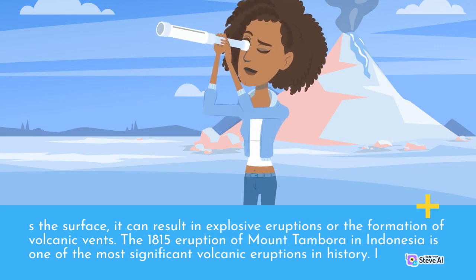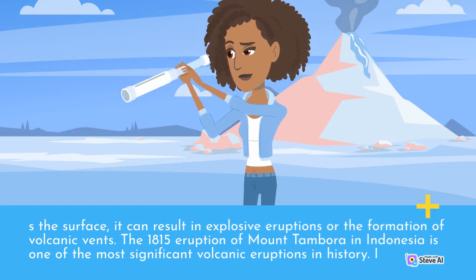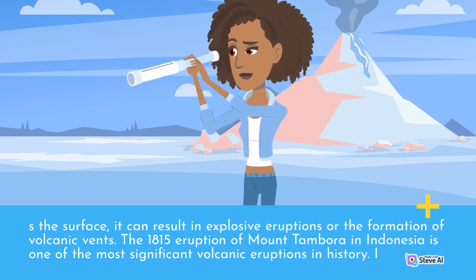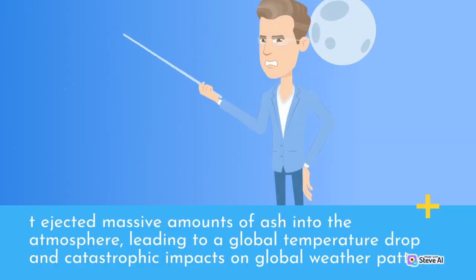The 1815 eruption of Mount Tambora in Indonesia is one of the most significant volcanic eruptions in history. It ejected massive amounts of ash into the atmosphere, leading to a global temperature drop and catastrophic impacts on global weather patterns.